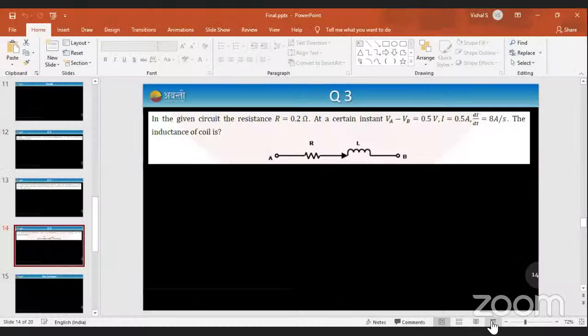But the bad thing is nothing is saved. All of them are gone, but not a problem. Share screen. Only few problems left today. We'll wind up very soon.